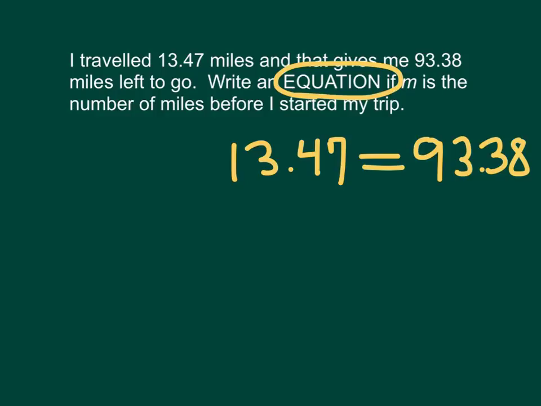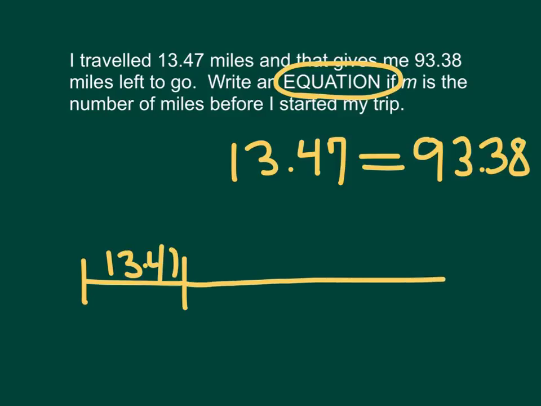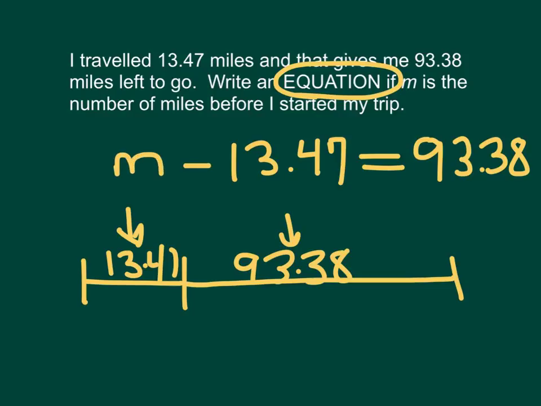Well, if I were to draw a picture, I can simply say here's my 13.47, and I know I have 93 38/100 miles left to go. If I look at this, I can say that this first number, the 13 47/100, plus this number, will equal my m. Or I could simply put m minus 13 47/100 miles leaves me with 93 38/100 miles. And that's all I'm asking for on that one.